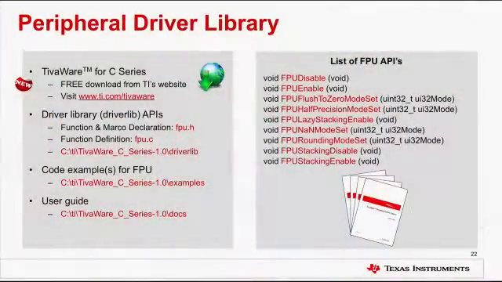The Peripheral driver library in TivaWare for C series includes a set of function calls, commonly known as APIs, which can be used to initialize and configure the floating point unit without having to know too much about various registers and bit configuration. More details about the functions, including the description, prototypes, arguments, etc., can be found in the driver library documentation, which is available in the docs directory of the TivaWare for C series. I strongly encourage you to take a look at that before you start using these functions.